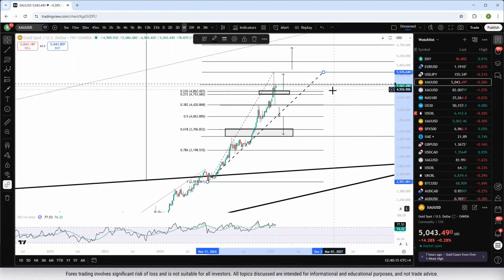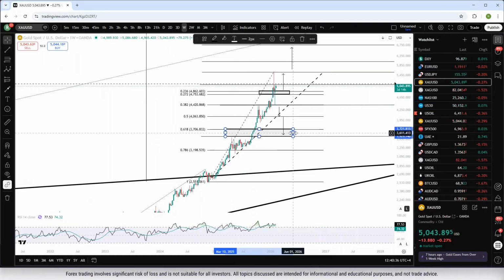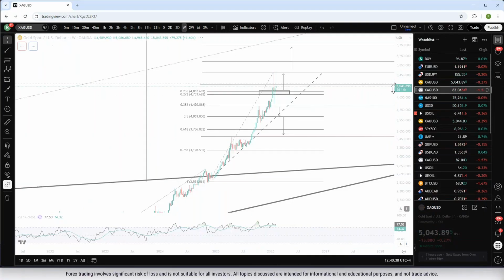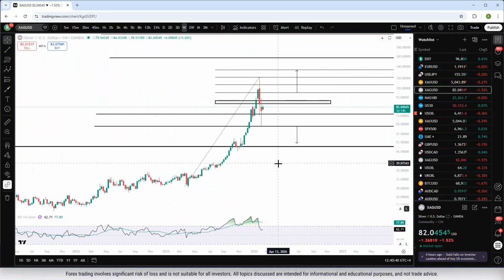Or if not, if we do manage to close back below the 4,700 mark, we can be expecting a drawdown back towards 4,400 or the 50%, the 4,000 psychological mark for potential dip buying opportunities, with the golden 618 being the 3,700 to the 3,500 mark, which was a resistance level for approximately 5 months across 2025. The silver chart has a very similar scenario over here with respected Fibonacci levels on the horizon.